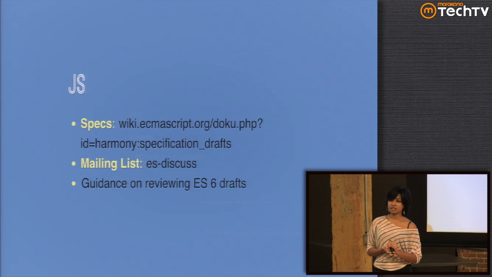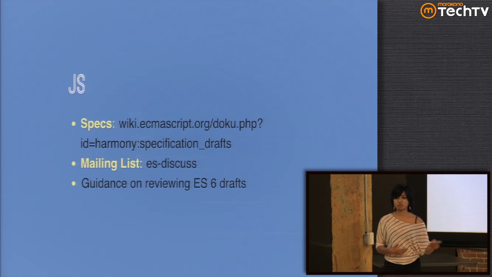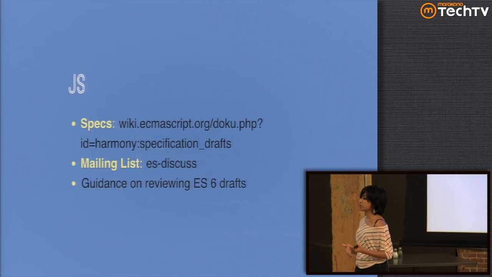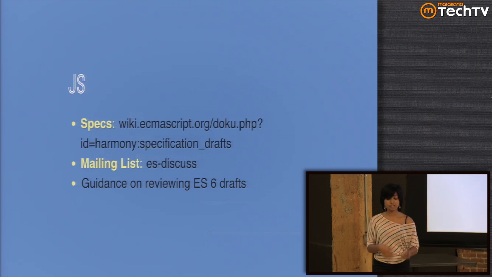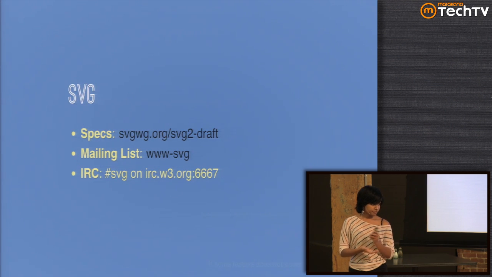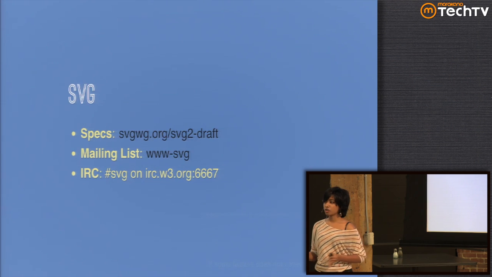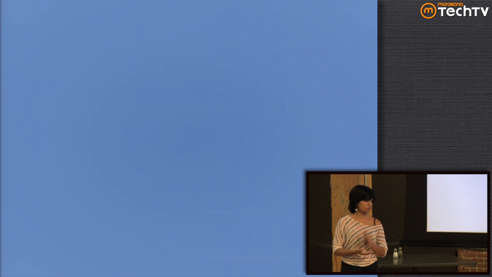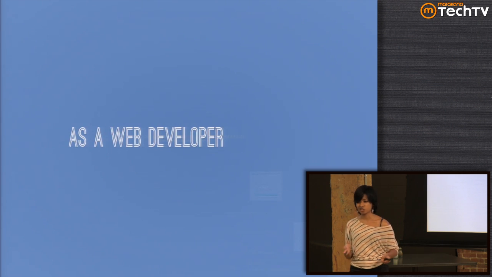And for JavaScript, there's the ECMAScript wiki page, which outlines ES6, whatever is happening. And then there's a mailing list as well. And there's a guideline on how to review ES6 drafts that I think is very useful if you are interested in the next stage of JavaScript. So SVG, there is work ongoing on creating the SVG2 specification, and it also has a mailing list and IRC channel, which is also pretty quiet.